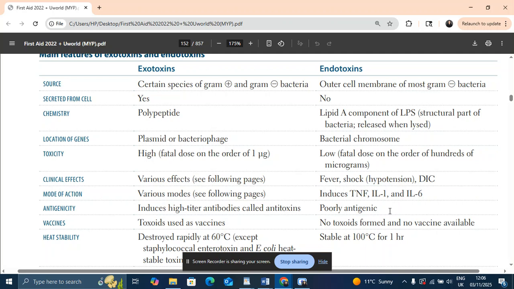These exotoxins can also be used as vaccines. How? Exotoxins can be modified to remove their toxic effect, but they keep their antigenic structure. That's how we can produce vaccines from exotoxins, and those vaccines are called toxoid vaccines.